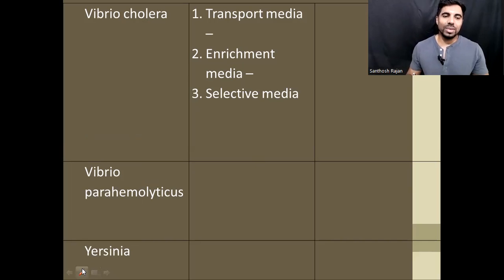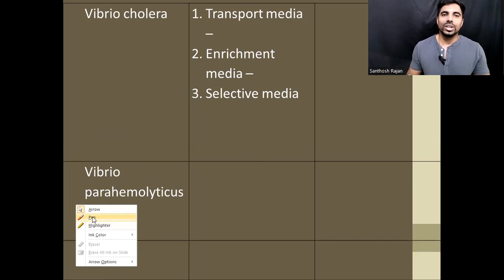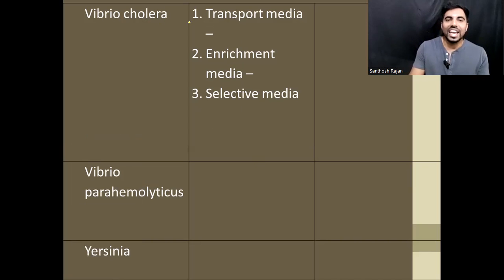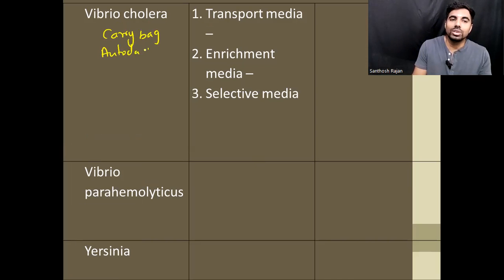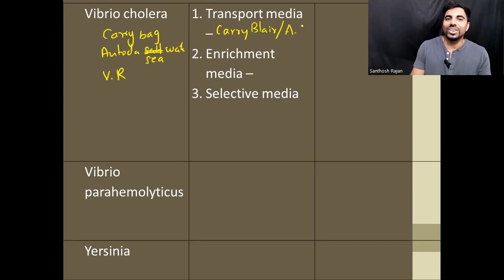So for transport, Vibha is a darling. You know, she's a star. I showed the picture. So for transport, what does she do? She carries her carry bag. What does she carry in the carry bag? She carries her autoclaved salt water, sea water. And also what she carries? Cary-Blair. Cary-Blair, and then autoclaved seawater.